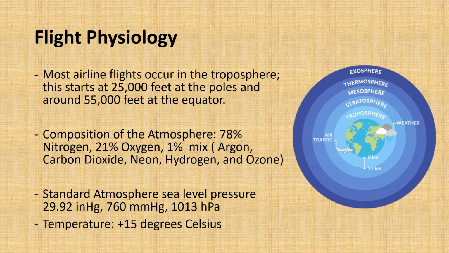The International Standard Atmosphere sets the standard sea level pressure at 29.92 inches of mercury, 760 millimeters of mercury, or 1013 hectopascals, with a temperature of positive 15 degrees Celsius.